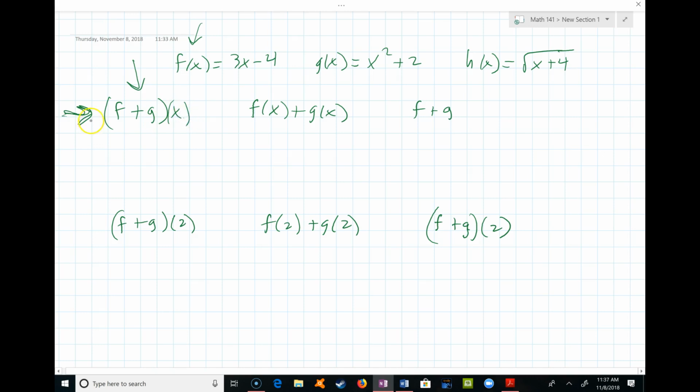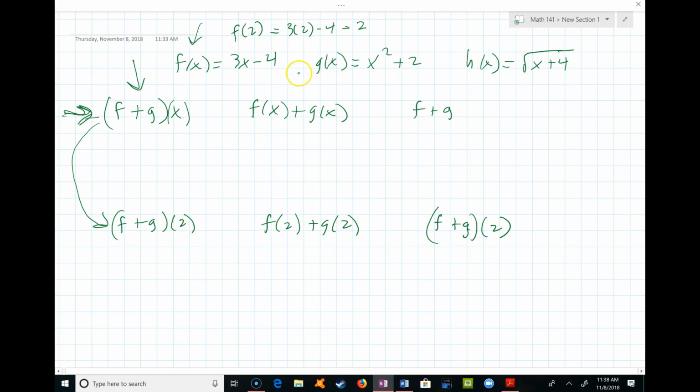So you can see with this notation, it's very natural to write like this, and it means the same thing as it does up here when I say f of 2. You know that means 3 times 2 minus 4, which is 6 minus 4 is 2, right? So the same thing down here. This just means add f and g together, but plug a 2 in for x.